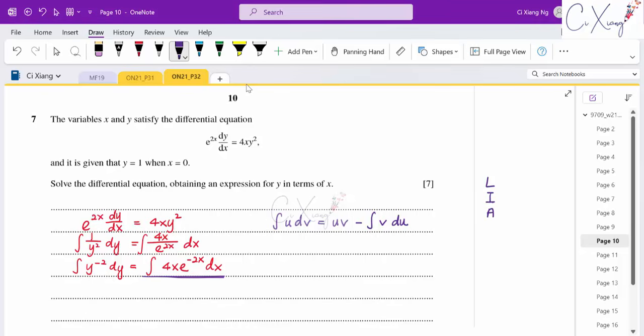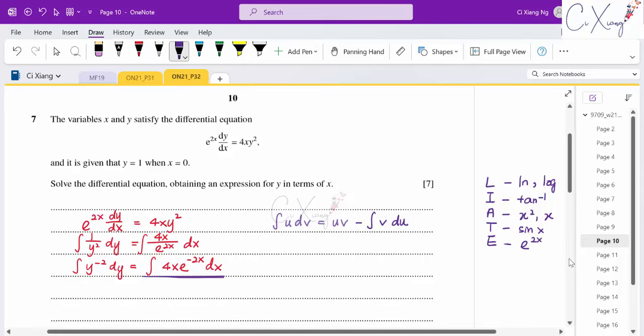LIATE rule. L is the logarithmic function, I is the inverse trigo, which in our syllabus is actually tangent inverse, and then A is algebra, such as all the constant terms, all the polynomials and so on. T is the trigo, and E is the exponential, so exponential means e to the power 2x, e to the power of something, and so on. When the function belongs to the higher group, it will be u. When it is in the lower group, it will be dv.